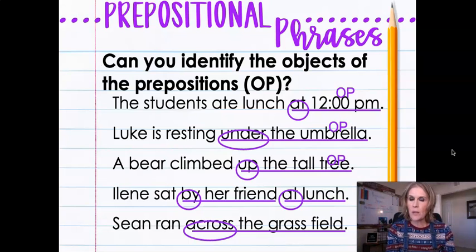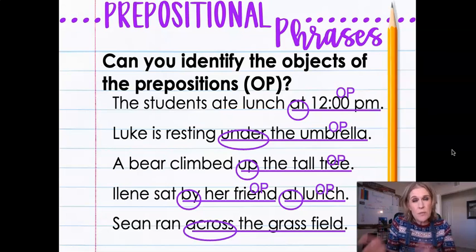Okay, this one is the double whammy. By her friend. Friend is what she's sitting by, right? Is what by is referring to. At what? At lunch. Lunch is the object of the preposition for the preposition at. Across the grass field. Across what? The field. The field is the object of the preposition for the preposition across. Now I bet you're getting it. Pause and always go back and watch it again if you need to.